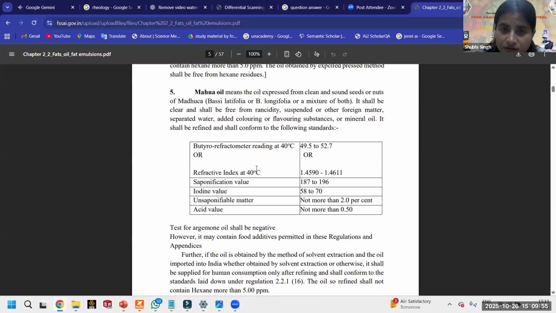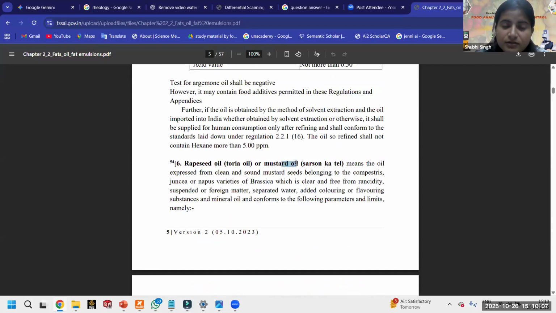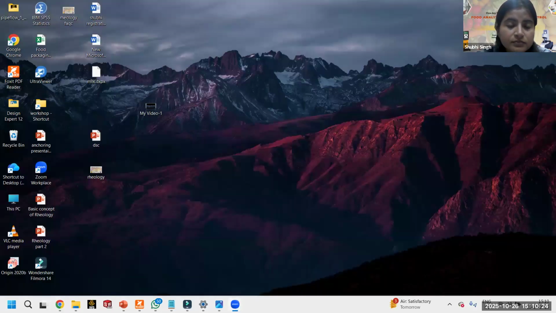You can tally those results with your sample. Mahua oil, rapeseed oil, mustard oil. So for different oils, they have provided the standards, and you can similarly tally or match your DSC results with the oil of these FSSAI guidelines. So they have already provided the standards. Any more questions?